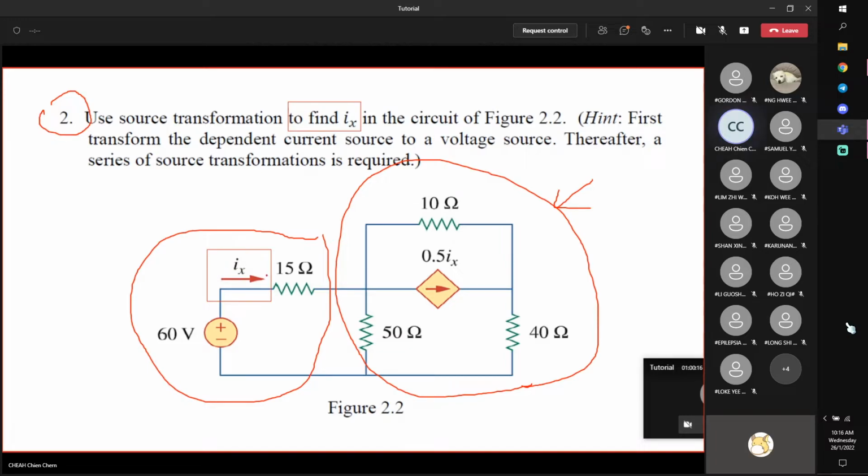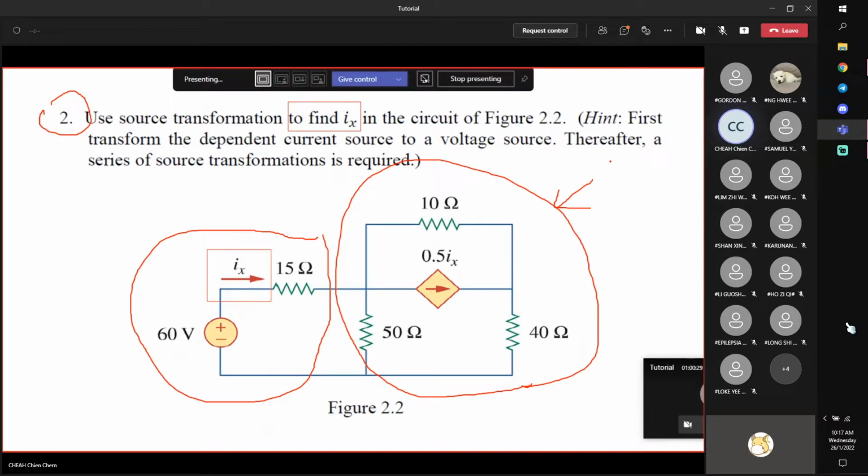Okay, I say again, the variable which you want to find, do not transform. Once you transform, you basically change what you want to find, right? So transform those that are on the other side to equivalent forms so that your Ix remains the same. And this means that I transform this remaining part into one equivalent form, and I use this simplified circuit to find Ix.